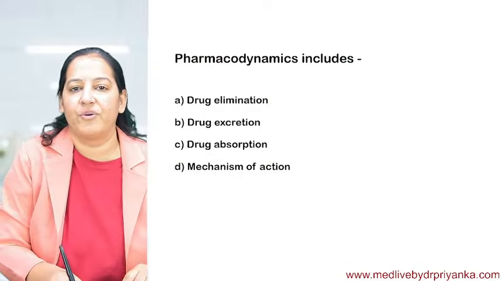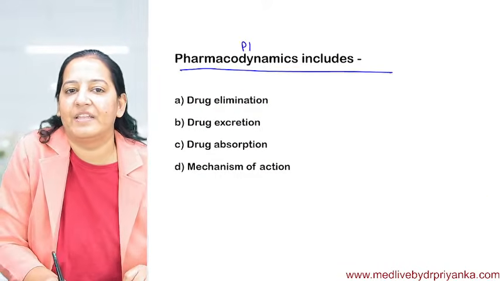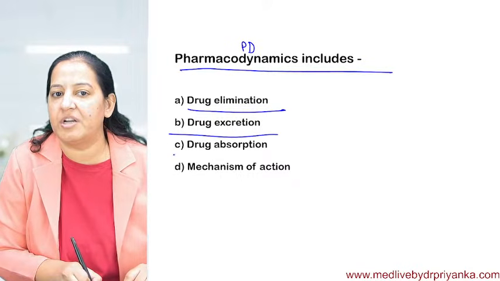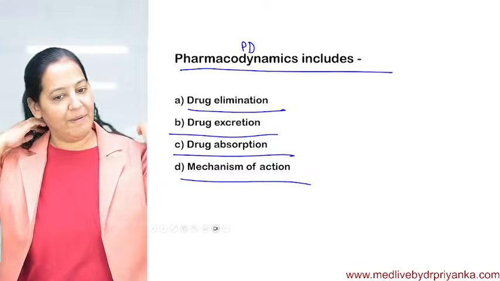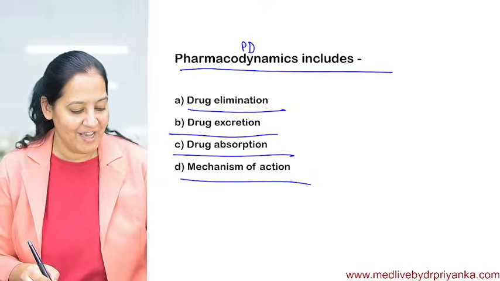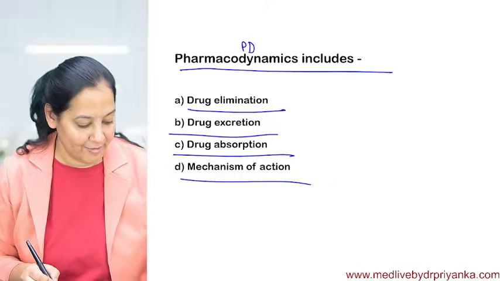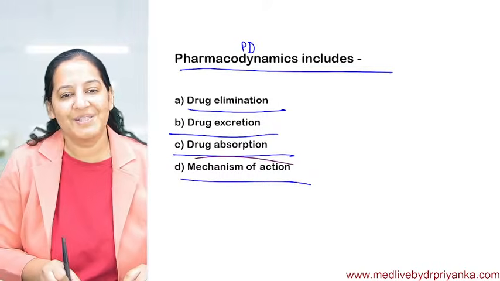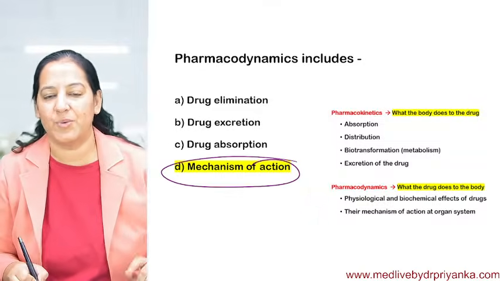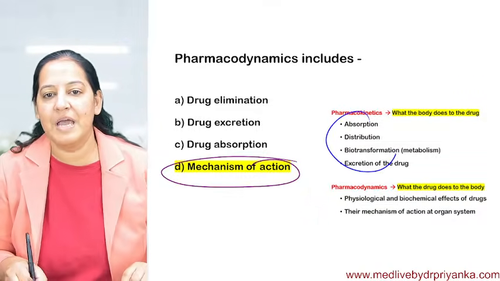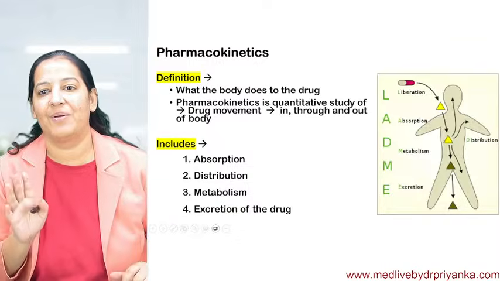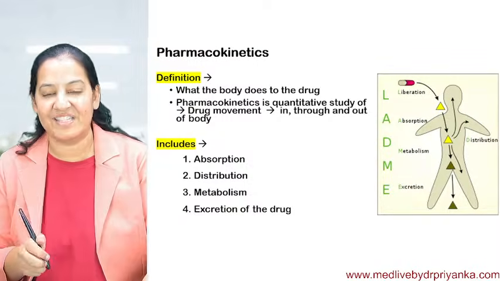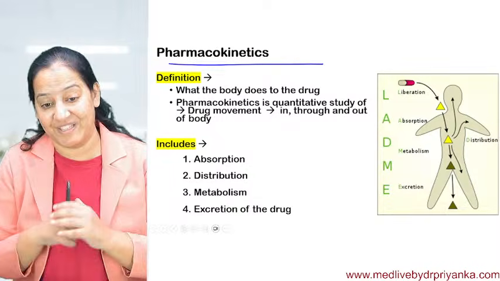The next question is in front of you. Pharmacodynamics includes, again the question is on PD, drug elimination, drug excretion, drug absorption, or mechanism of action. What does PD include? Very easy. Absolutely right. Again, Himaya was first to answer. The correct answer is mechanism of action. I told you in PK there are 4 branches, but in PD only one thing. Now let's start pharmacokinetics. With this introduction, I would like to start my session and start pharmacokinetics today.